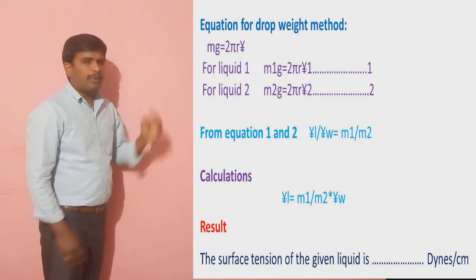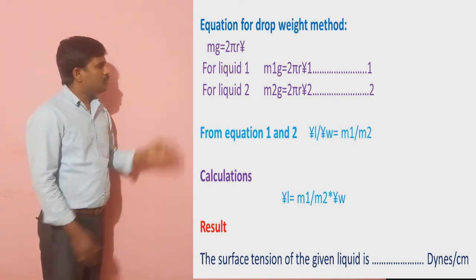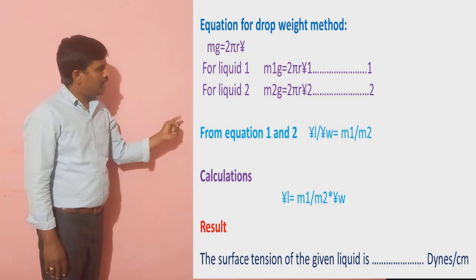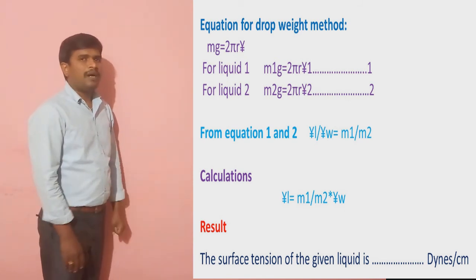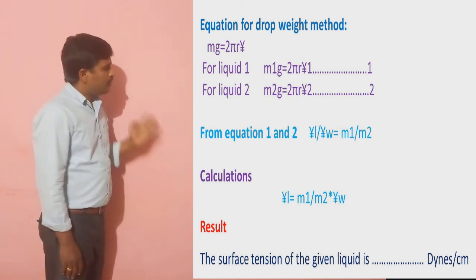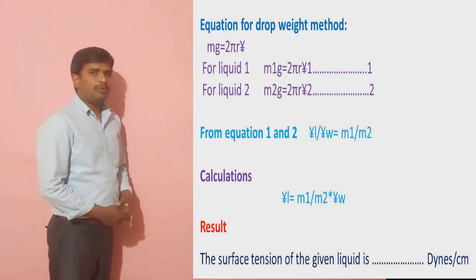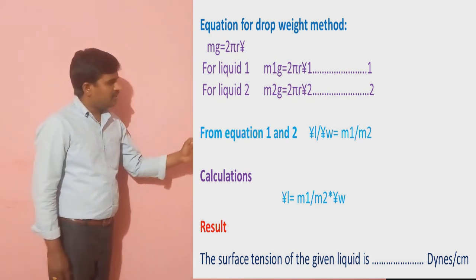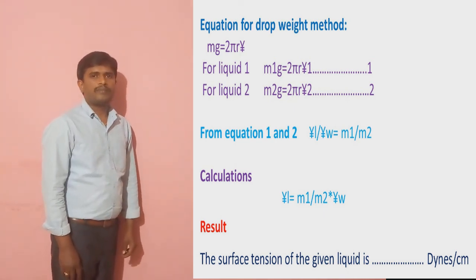Coming to the calculation part, surface tension of liquid can be calculated by using the equation gamma L is equal to M1 by M2 into gamma W, that is surface tension of water. So, by calculating surface tension of liquid, we can easily report the surface tension of liquid in dynes per centimeter.